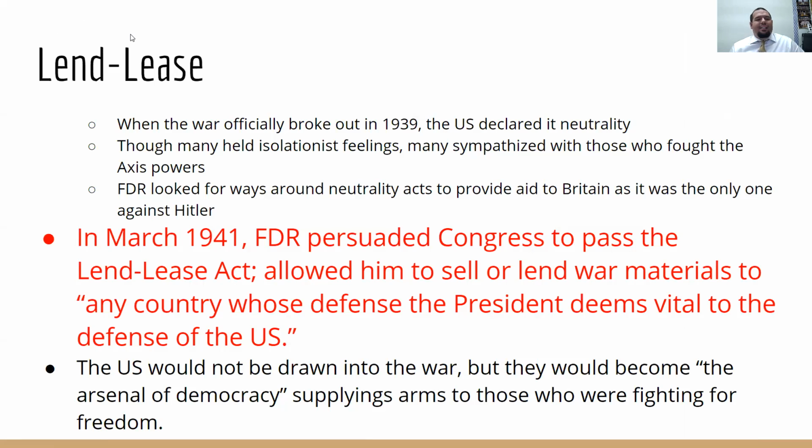All right, so you have the Lend-Lease Act. When the war officially broke out in 1939, the U.S. declared neutrality. Though many held isolationist feelings, many sympathized with those who fought the Axis powers. FDR looked for ways around neutrality acts to provide aid to Britain, as they were the only ones fighting Hitler. So in March 1941, FDR persuaded Congress to pass the Lend-Lease Act, which allowed him to sell or lend war materials to any country whose defense the president deems vital to the defense of the U.S.